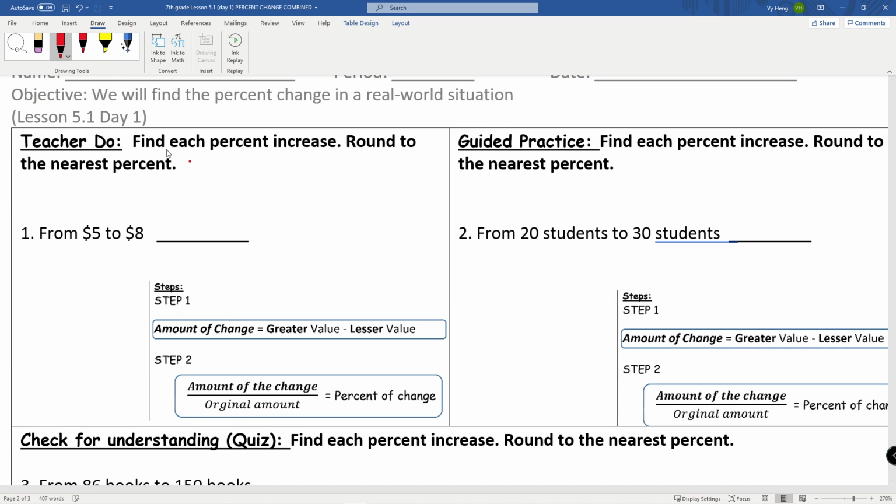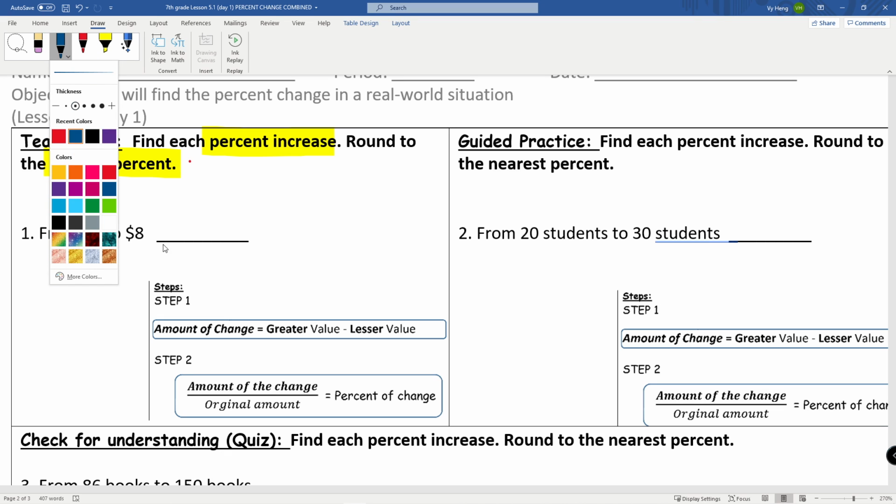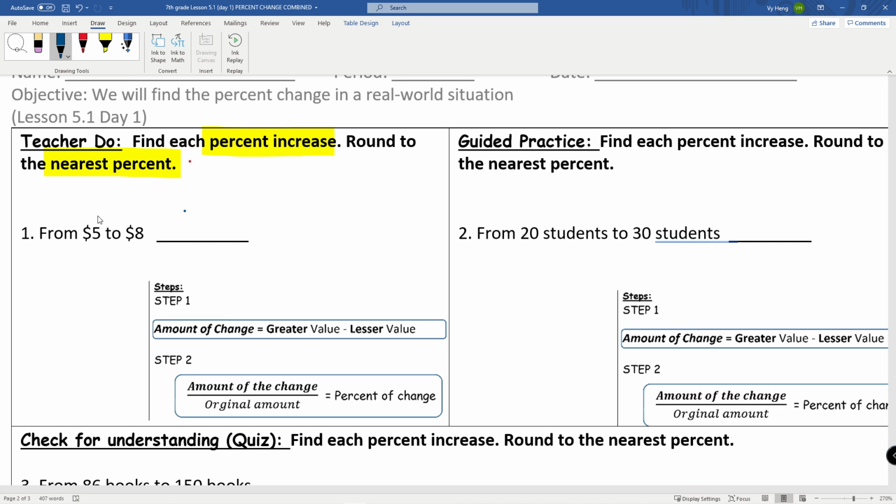So first of all, it says to find the percent increase and then round it to the nearest percent. These are two important things you must focus on. So look at the numbers down there. We know we go from $5 to $8. So right away, we know that this is going to end up with some sort of increase, because it went from five to $8. So we have an increase. So it's going to be a percentage increase.